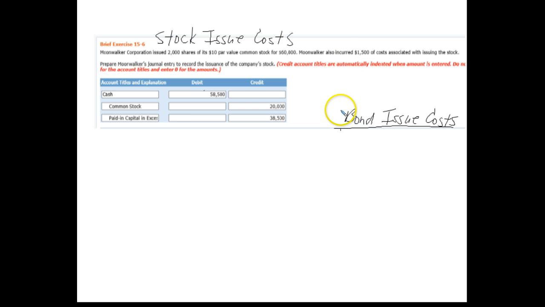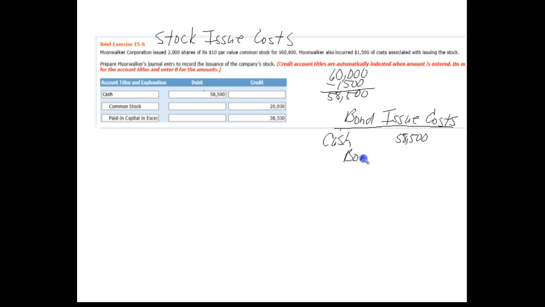Now I want to contrast this because we just finished chapter 14 on bonds and we looked at bond issue costs with that. So when we had bond issue costs with bonds, we would have seen, in this case, cash would have come in. $60,000 was the issue price, but they also paid out $1,500 for those issue costs. So the net cash coming in is $58,500. And so that's what we're going to see coming into our cash account, and that will be our debit, $58,500.